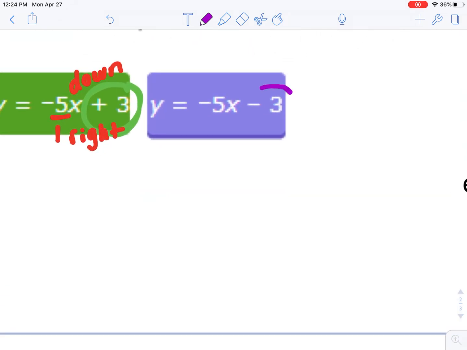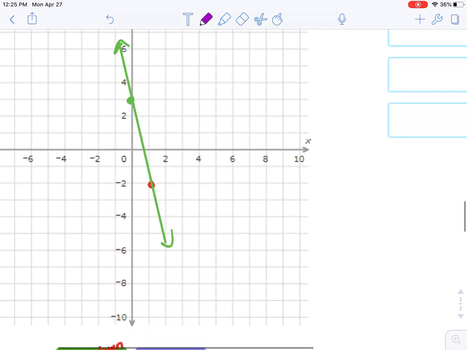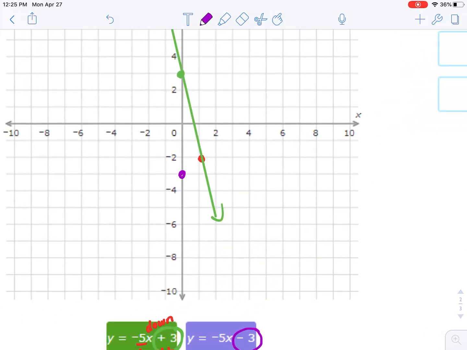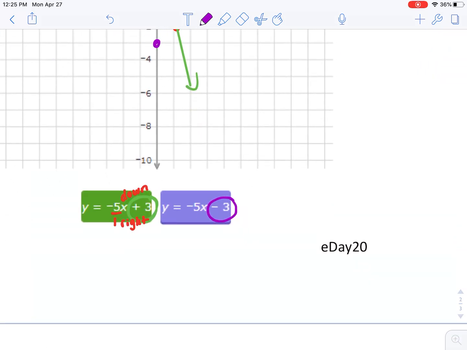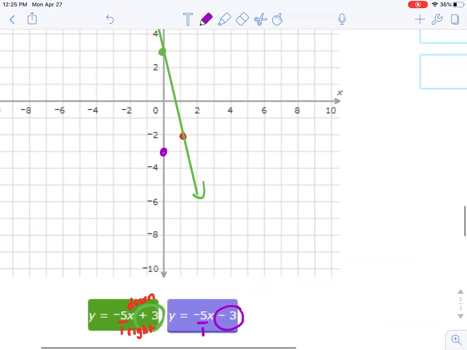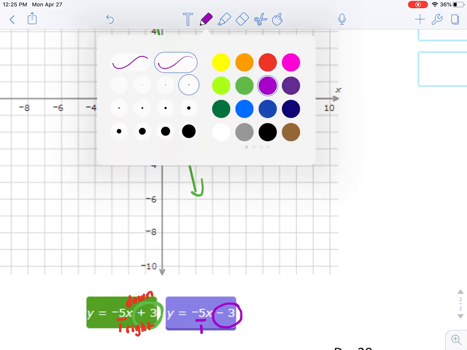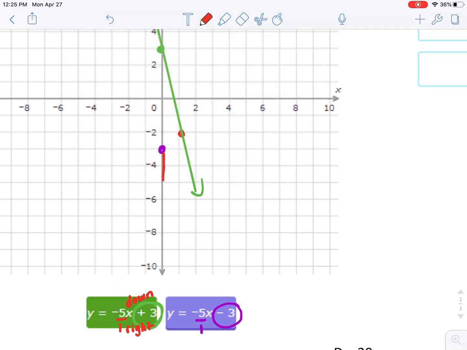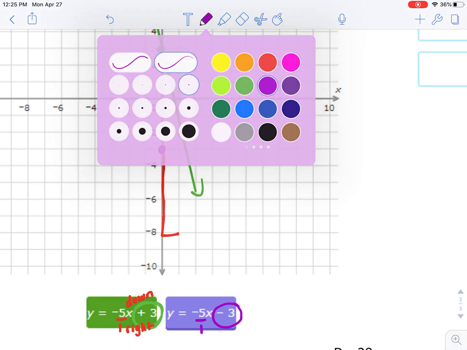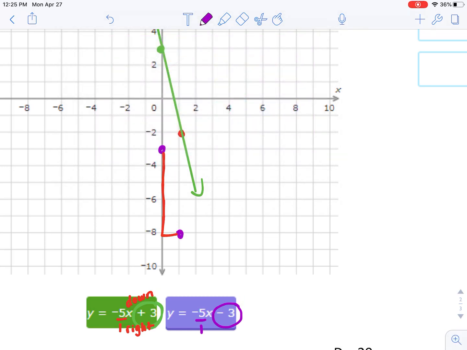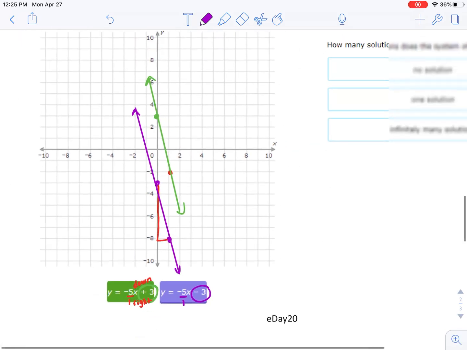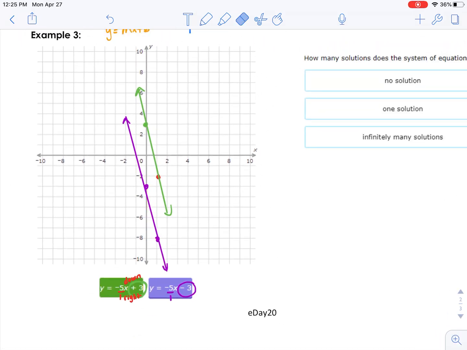This is also in y equals mx plus b, but notice this time the y-intercept is at -3 versus +3. And then our slope is -5/1. So we're going to go down 5 and over 1 and plot that point. And then when we connect those dots, what do you notice about those two lines?